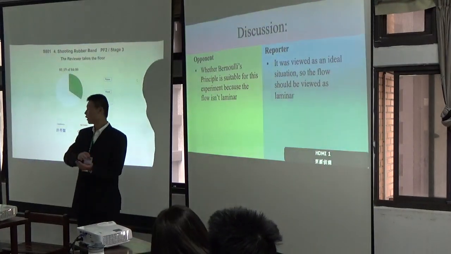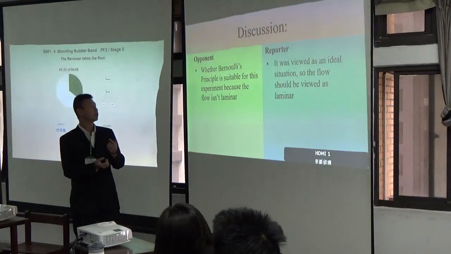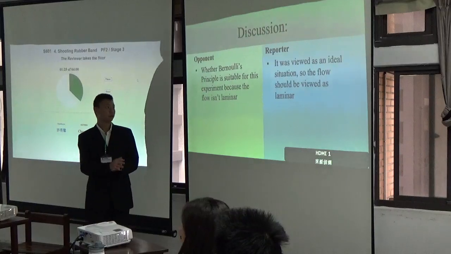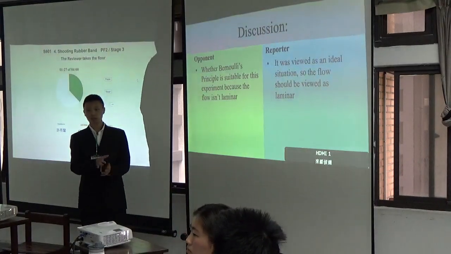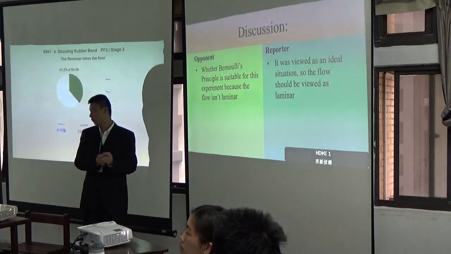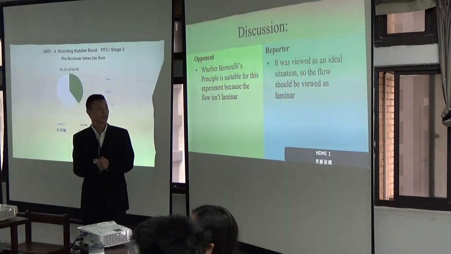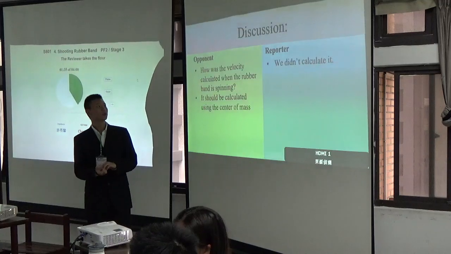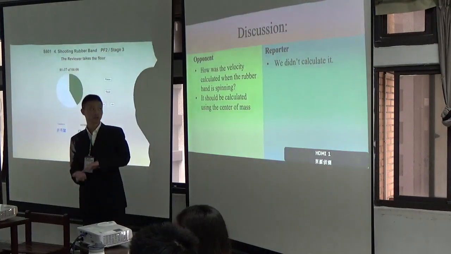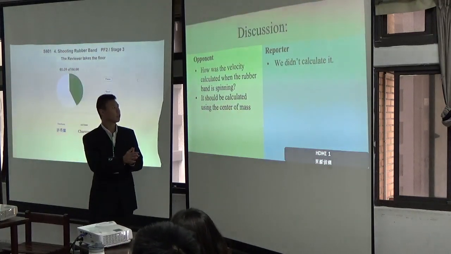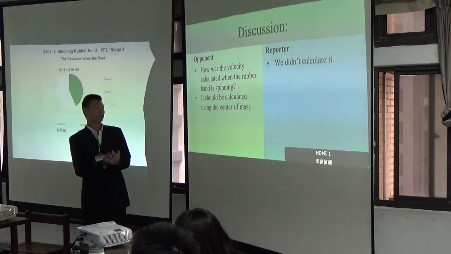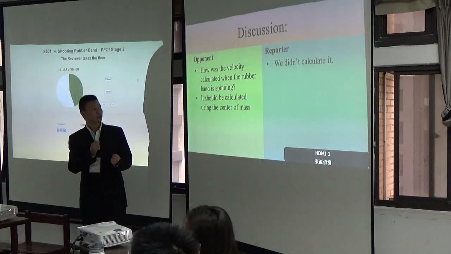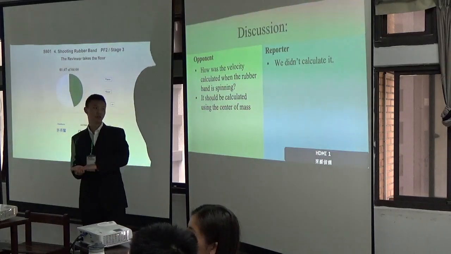So, as for the discussion, the opponent first asked the reporter whether Bernoulli's principle is suitable for the experiment because the flow is laminar. The reporter replied that it was viewed as an ideal situation, so the flow should be viewed as laminar. As for the second question, the opponent also asked how the velocity was calculated when the rubber band is spinning, and the reporter answered that she didn't calculate it.